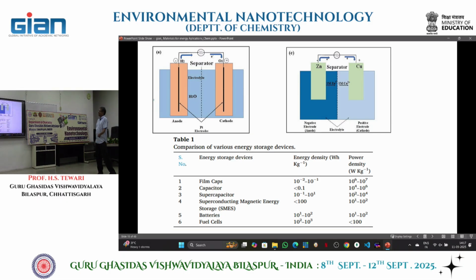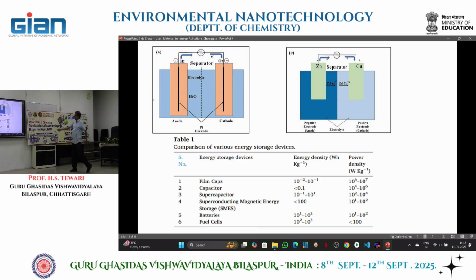So if you see this, supercapacitors, then this is battery and this one is fuel cell, for example. So if you see the values of these energy storage devices for energy density and power density, because these two terms are very important in case of supercapacitors. If you take a film capacitor, then the value of energy density is 10 to the minus 2 to 10 to the minus 1 watt hour per kg. If you take conventional capacitors, where there are two parallel plates and in between you have dielectric material, then this one is less than 0.1 watt hour.